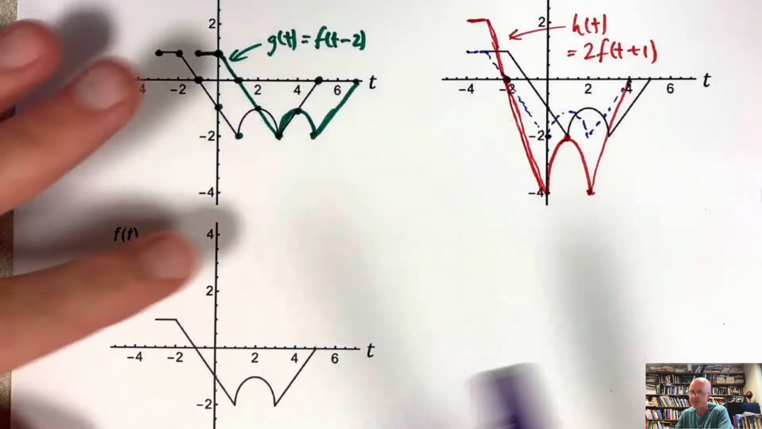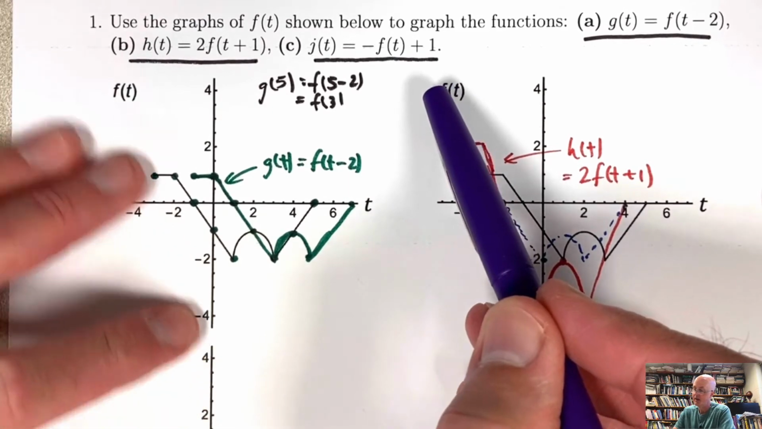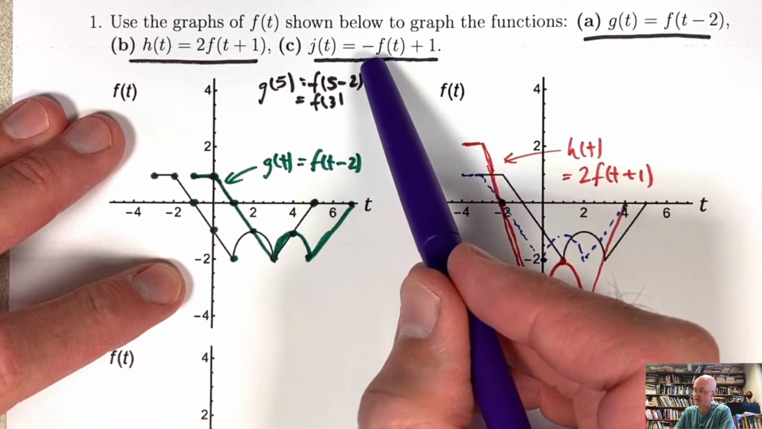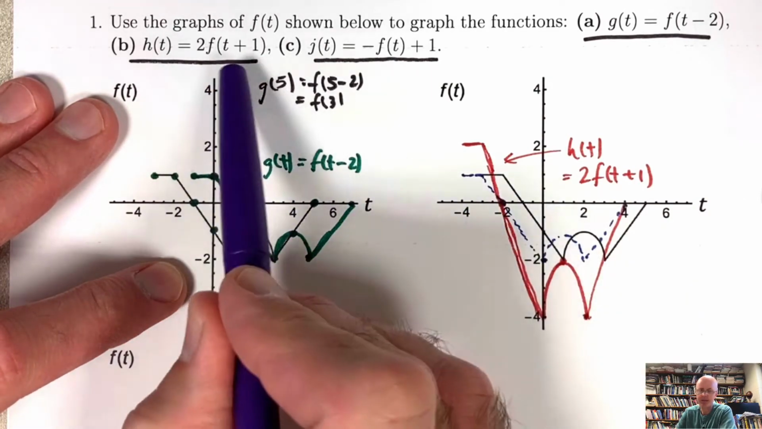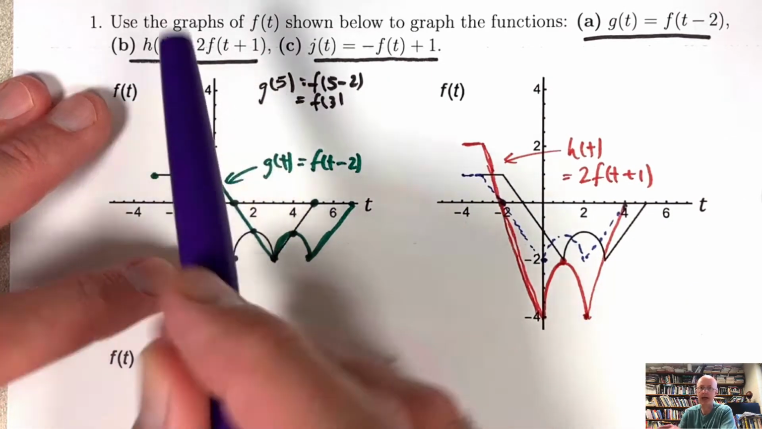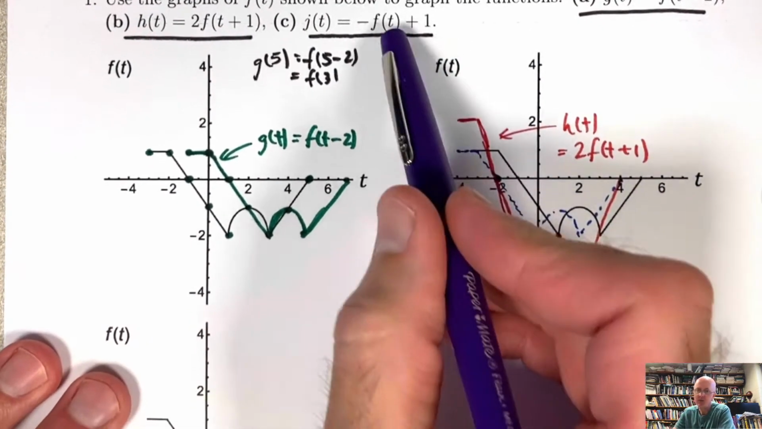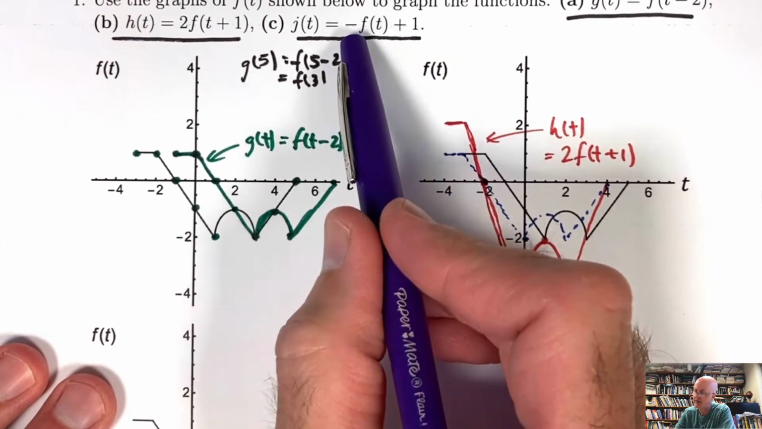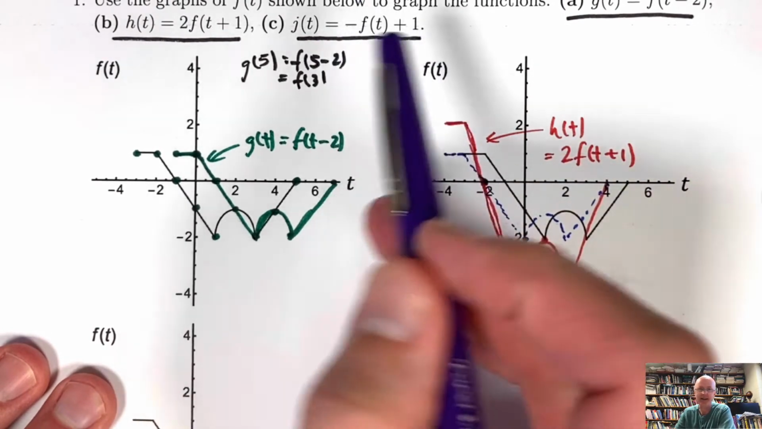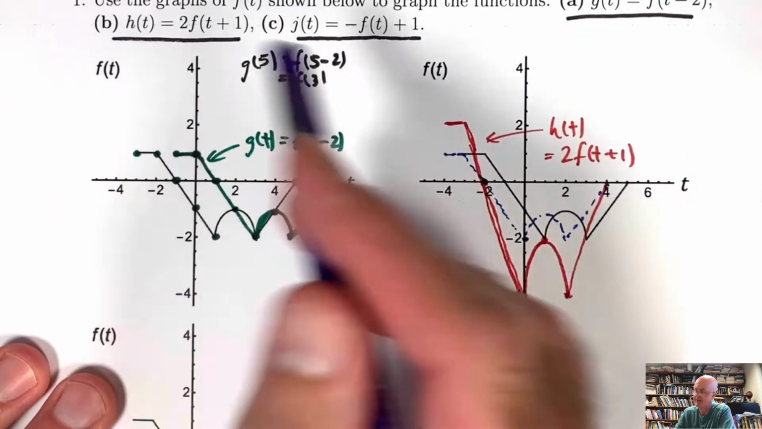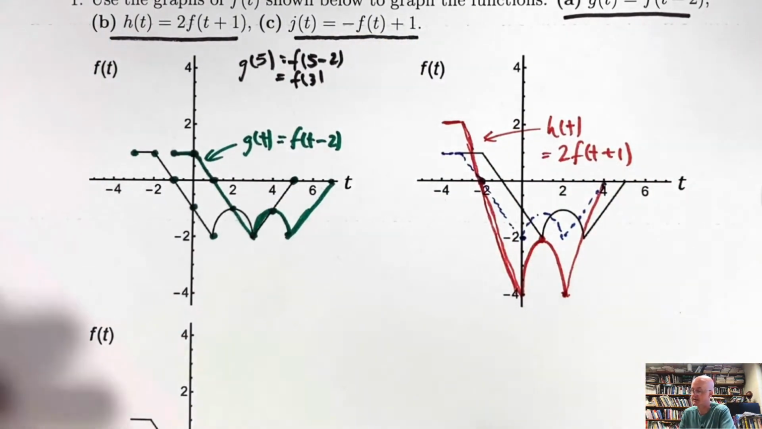J of t is negative f of t, then plus 1. Do the negative f of t first. By the way, if you had done the transformations in the opposite order for b, you would have gotten the same answer. You could have stretched vertically first and then translated to the left. With this one, you have to do it in the order that you see. You have to apply the negative f of t first and then add 1, because if you did it in the opposite order, add 1, then do the negative f of t, you'd actually have a minus sign there, because the minus sign would get distributed through the parentheses, essentially.